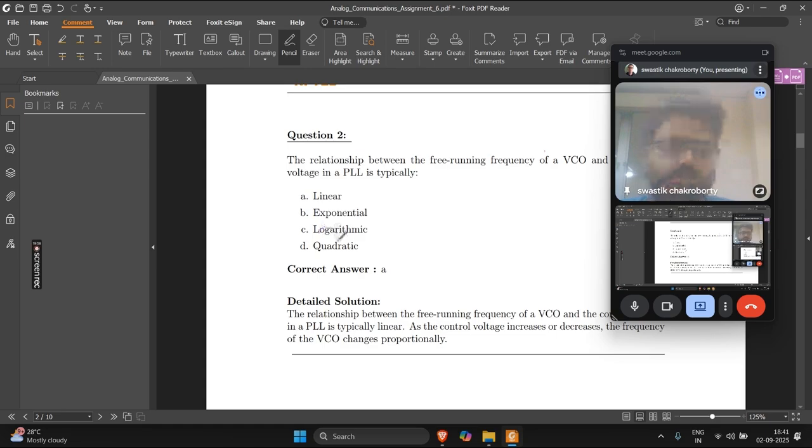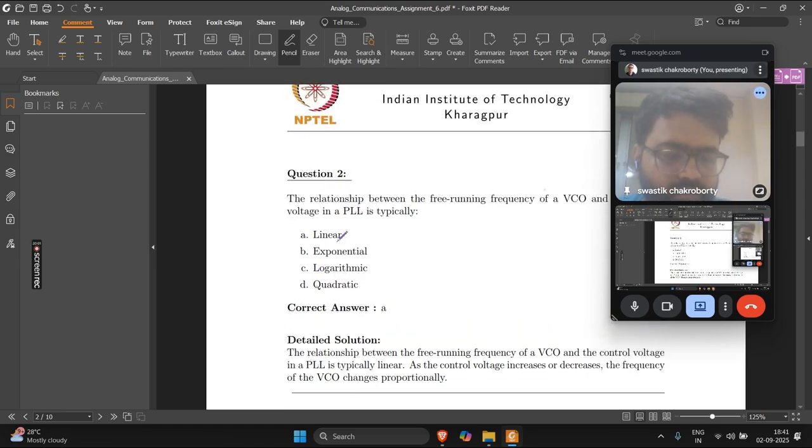So the correct answer is linear, because as the control voltage of the filtered error voltage increases, the frequency of the VCO will increase, and if the control voltage decreases, it will decrease. So it is a linear relation.